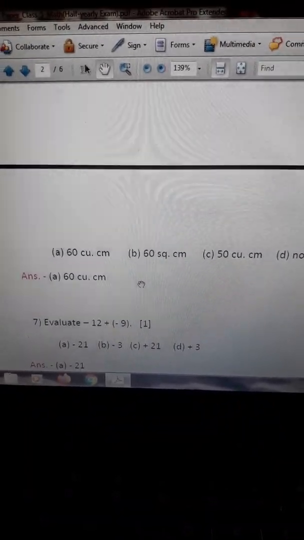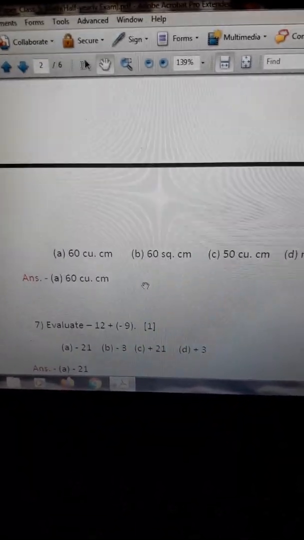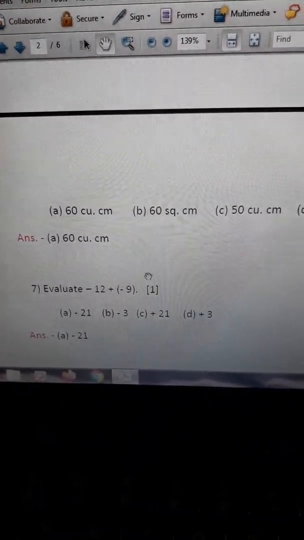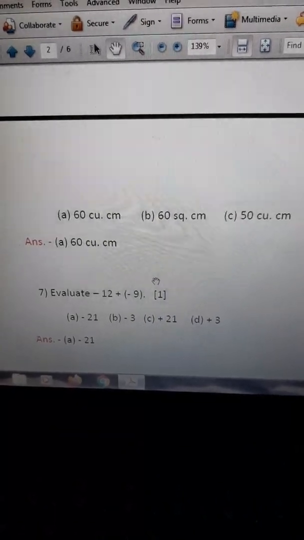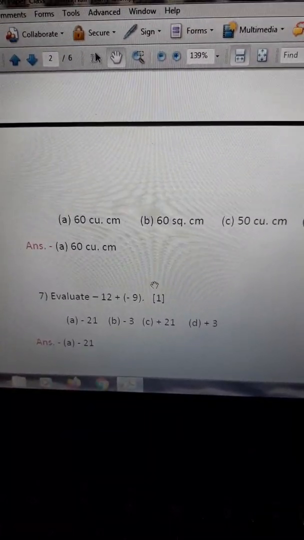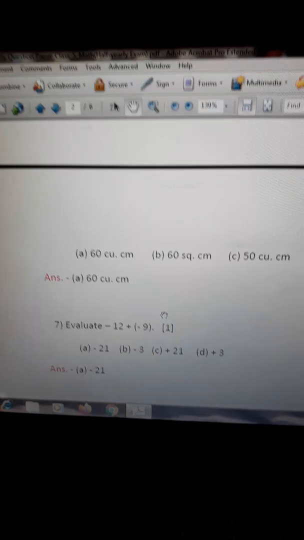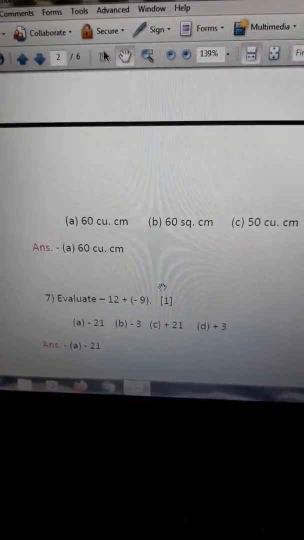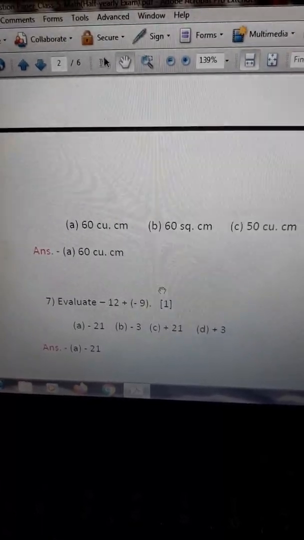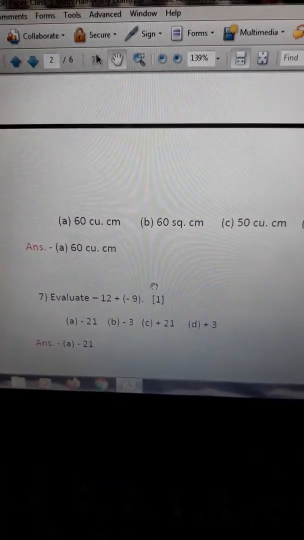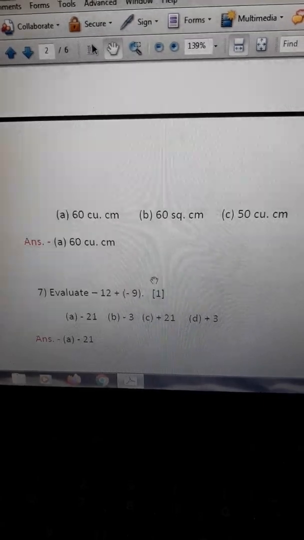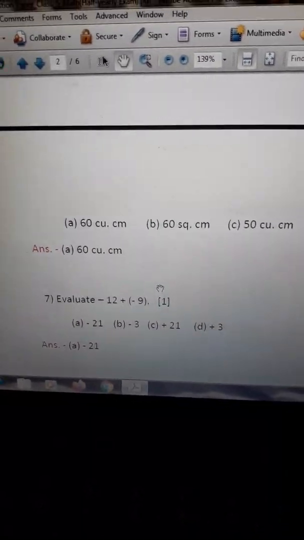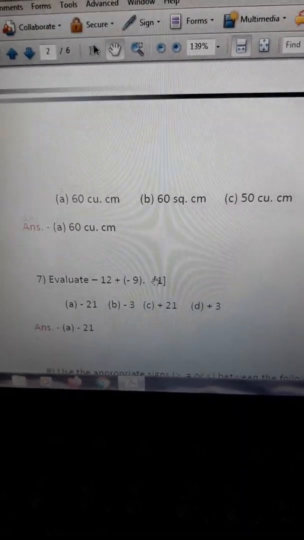Question number 7. Evaluate minus 12 plus minus 9. If you draw the number line, you have to start from minus 12, then you add, left or right. If you go left of minus 12, we have to reach minus 21, because minus 12 minus 9 will be minus 21. So that option is the correct option.